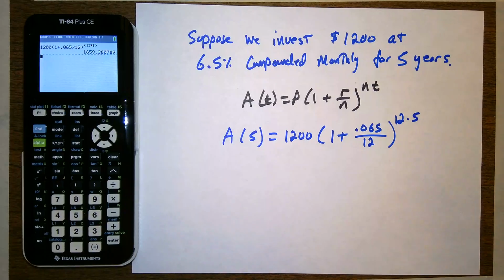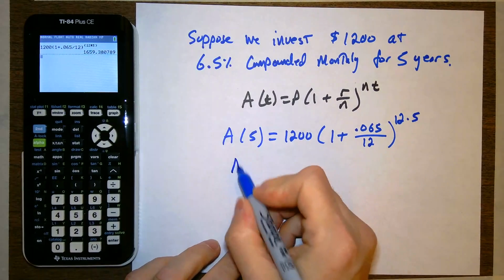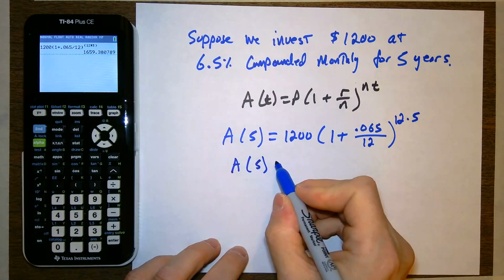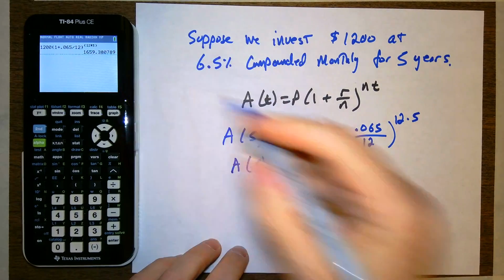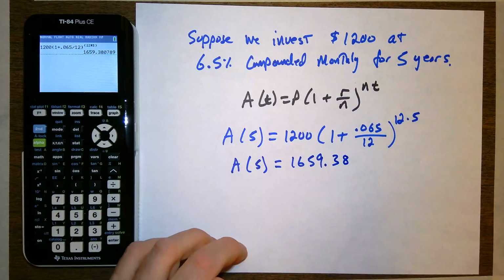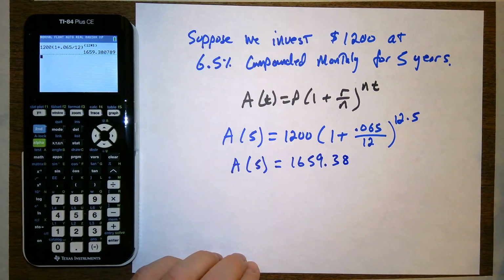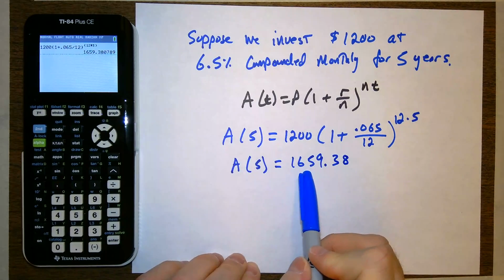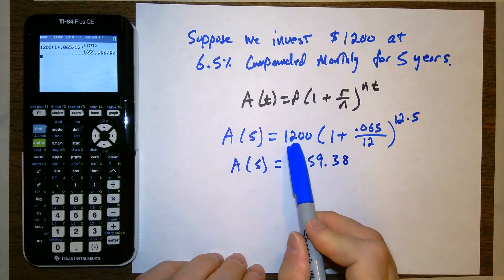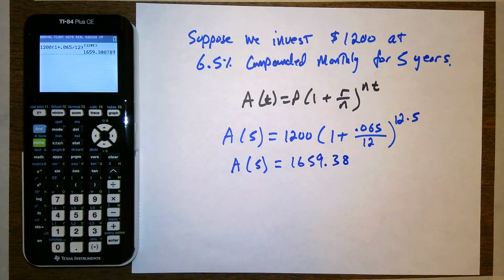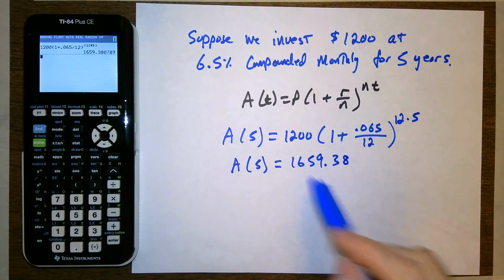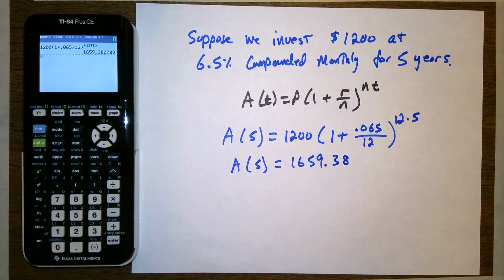And then I hit enter, and it tells me that the amount this investment is worth after 5 years is going to be $1,659, and we're going to round to the nearest penny, so 38 cents here. And I could have asked the question, how much interest would you get? And I would just subtract the original investment from this amount, and $459.38 interest. So this is very basic, very simple. You saw this in Algebra 2 and again in college algebra. Let's make it a little bit harder now where we have to find a different variable.